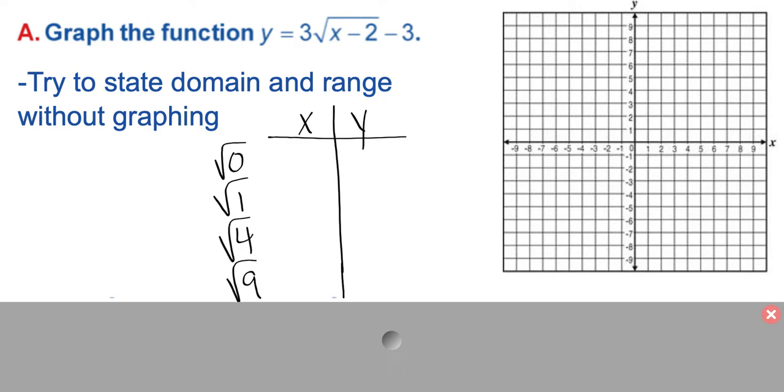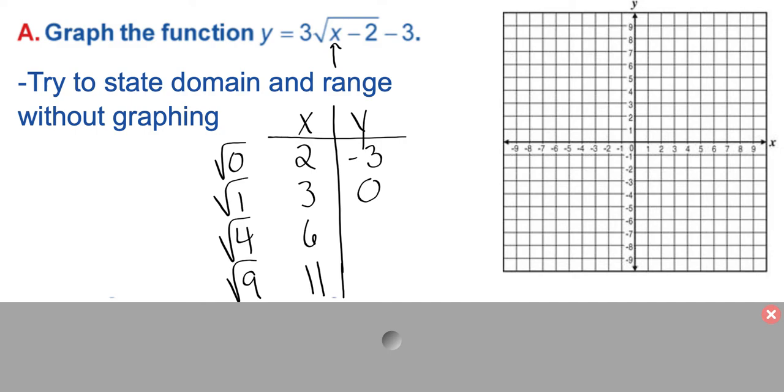And we'll just go to 9 again to see if we need to go any further. So we will plug in a 2 to get the 0, a 3 to get the 1, a 6 to get that 4, and 11 to get that square root 9. Okay? Then the difference between the last one is, remember, we're going to have to multiply by that 3 after we take the square root and then subtract 3. Okay? So plugging in a 2 there, that gets me the square root of 0. So 3 times 0 is 0 minus 3. We got a -3. The next one, 3 times square root 1 is 3 minus 3. You got a 0.